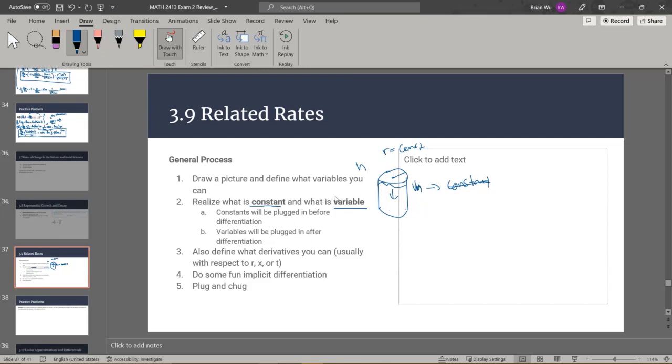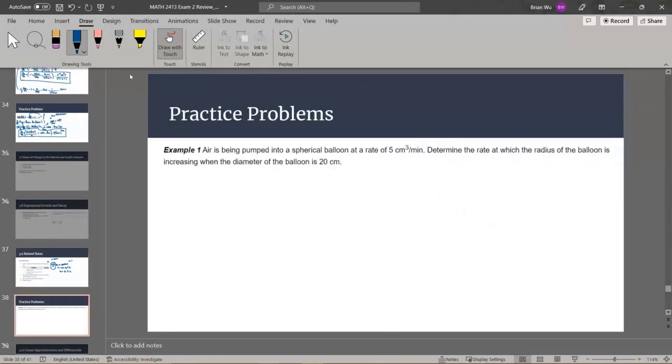So in this case, constants will be plugged in before differentiation. Let's say you're trying to find a volume. Volume of a cylinder is pi r squared times h, right? They're probably going to give us the radius because that's a constant. You'll plug it in. Let's say the radius is 1, so 1 squared times h. This would be the equation that you're going to implicitly differentiate. Variables should be plugged in after differentiation. So you define, then you do implicit differentiation, and you plug and chug. Let's move on to the practice question.